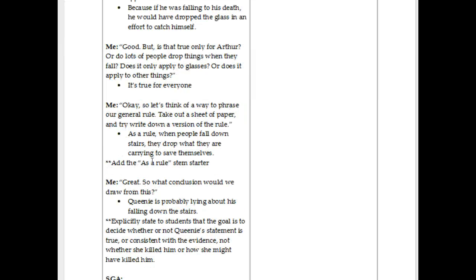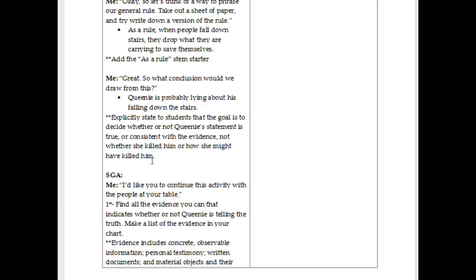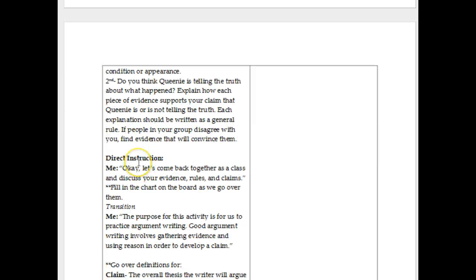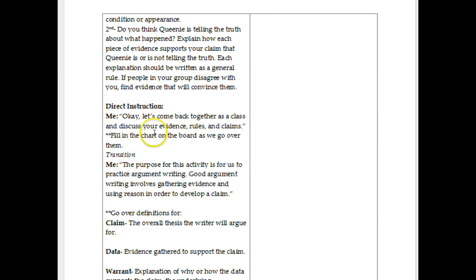Good. I liked your as a rule STEM starter, and I think that one came right out of the lesson plan too, okay? I like that you modeled up here, you did some group work with them, and then you had them do some small group application here. Great. And then coming back together as a class, filling in the board.